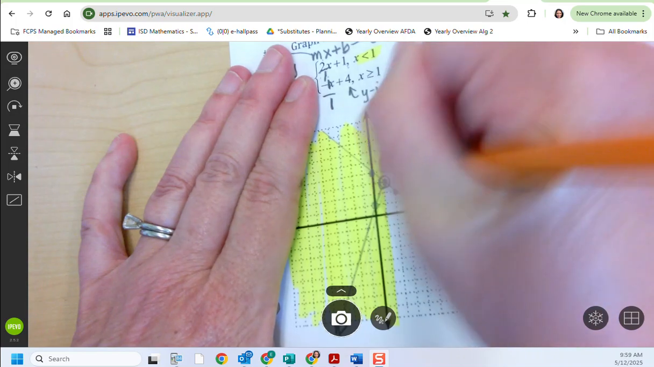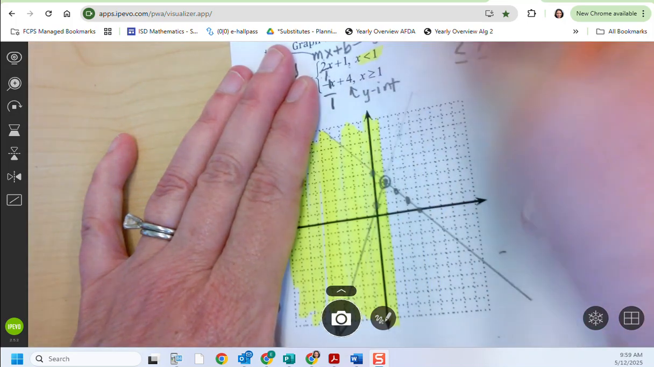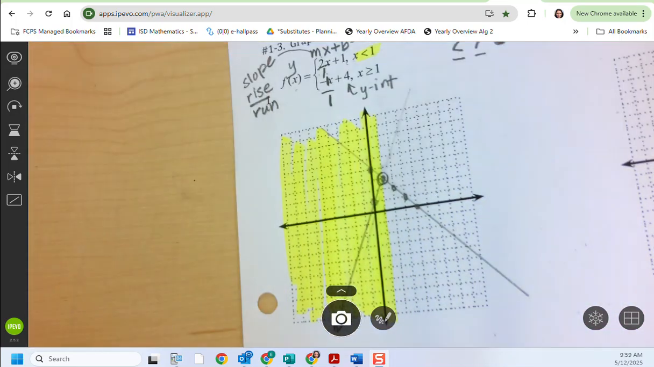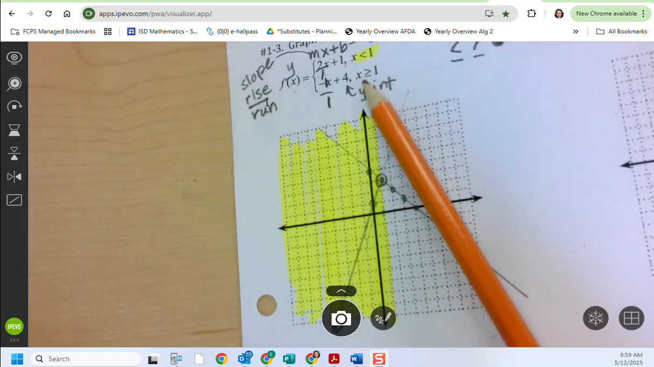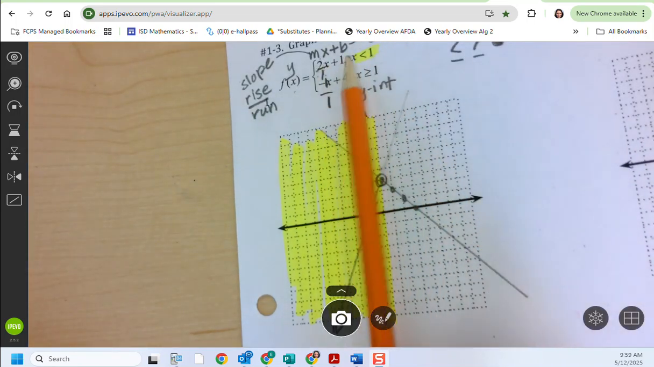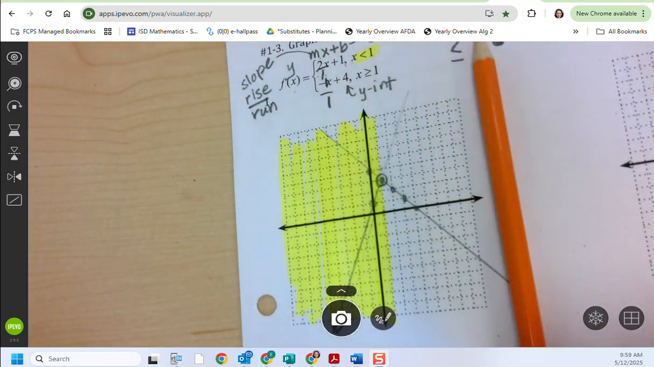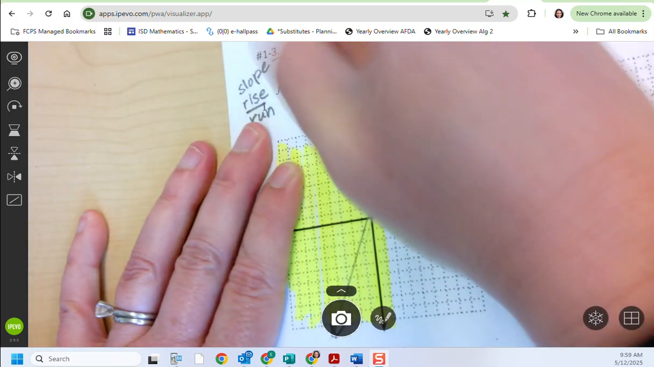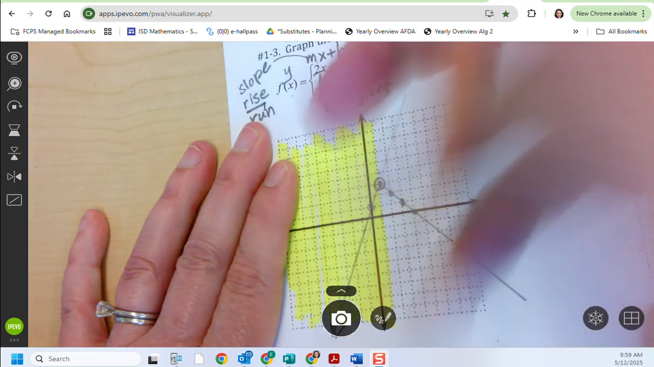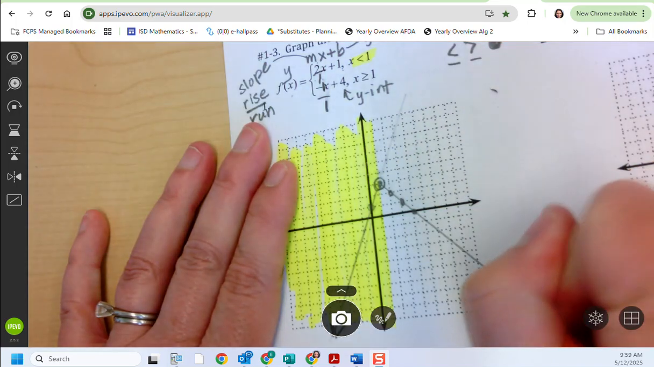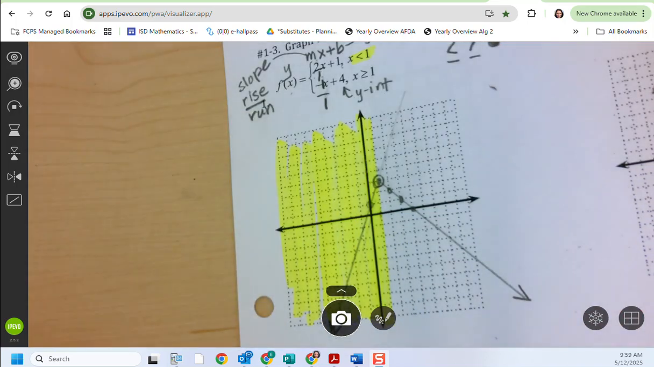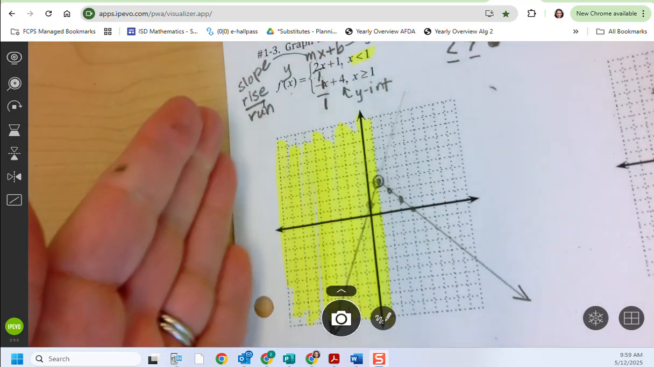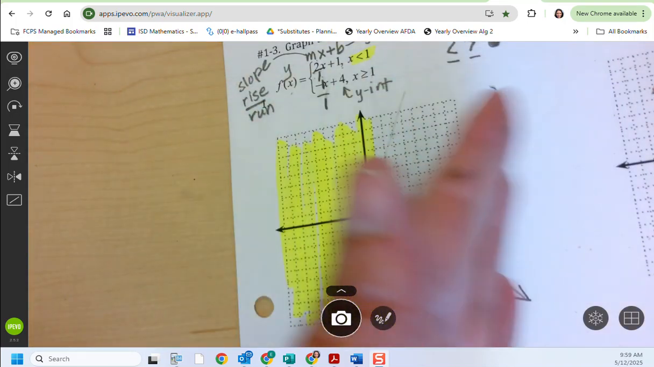Okay, so notice for the first line, I erase the part on the right. For the second line, I only want x's greater than or equal to 1. So greater than or equal to 1 would be this part. I want that part, and I get rid of this part. Okay, so the first line is for the left side, and the second line is for the right side.